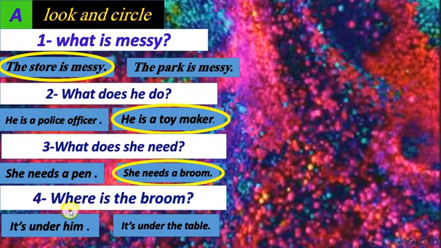The last one. Number four. Where's the broom? It's under him or it's under the table? Yes, very good. It's under him. Okay? Not it's under the table. It's under him. Very good.